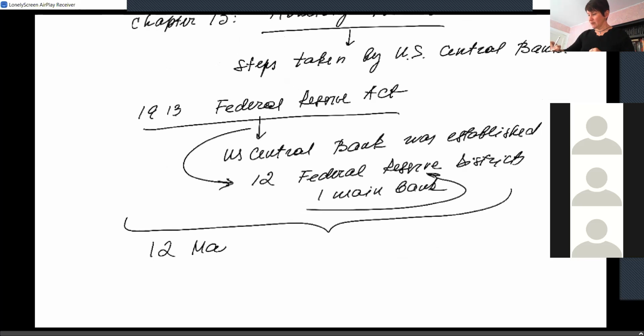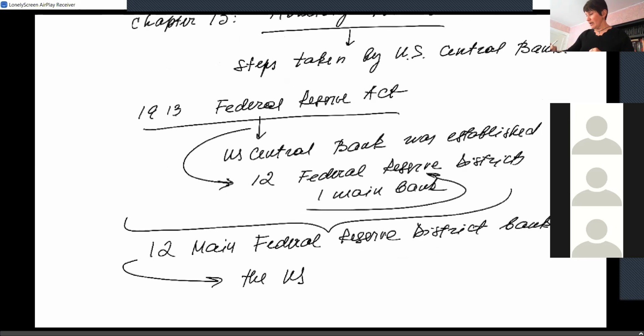12 main Federal Reserve district banks is the US central bank. Interesting, isn't it? We don't really have one physically central bank, we have 12. So every time somebody says US central bank, that person knowingly or unknowingly refers to the 12 main Federal Reserve District banks.